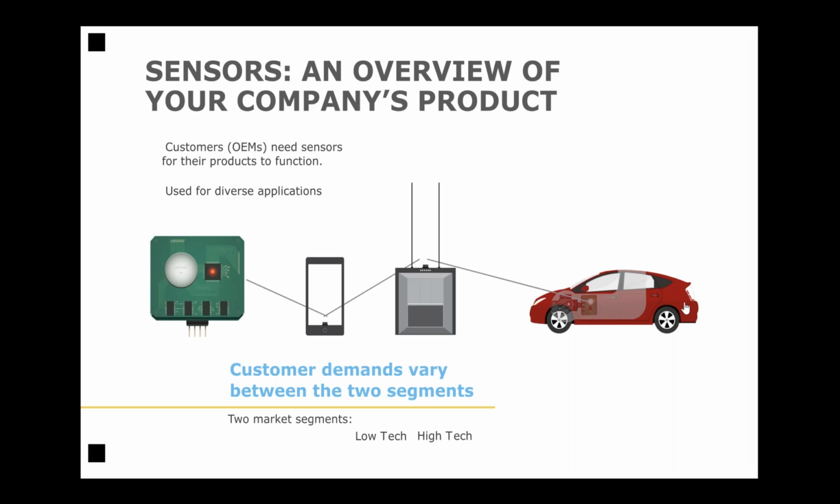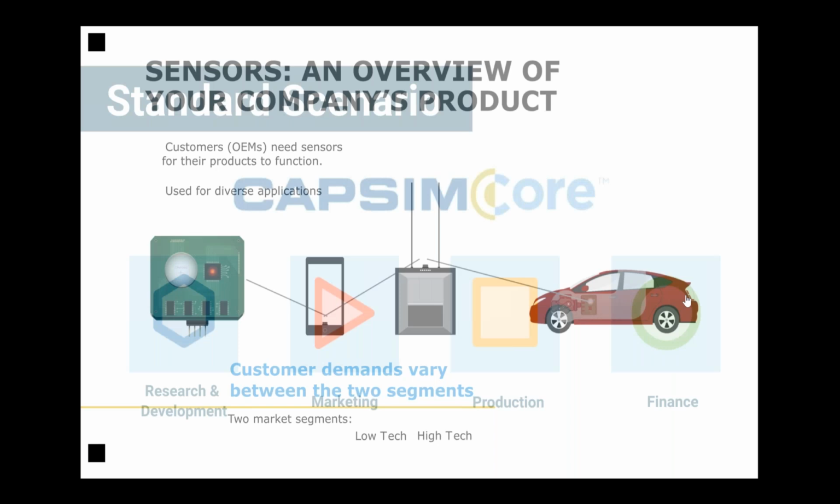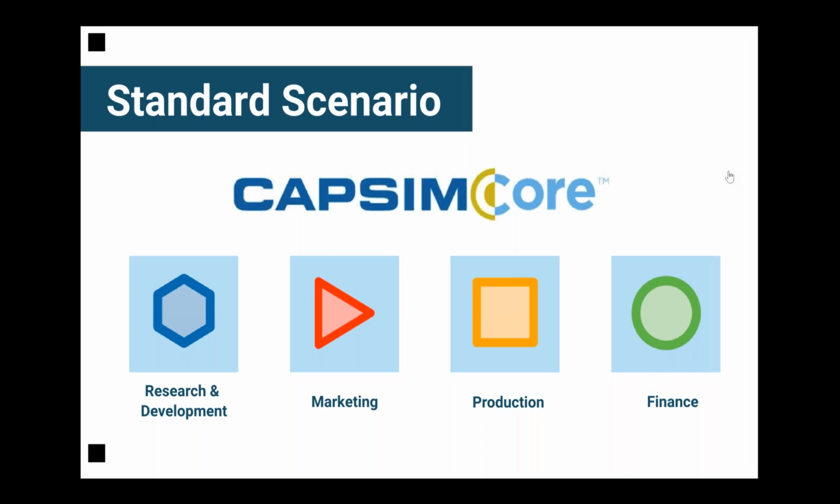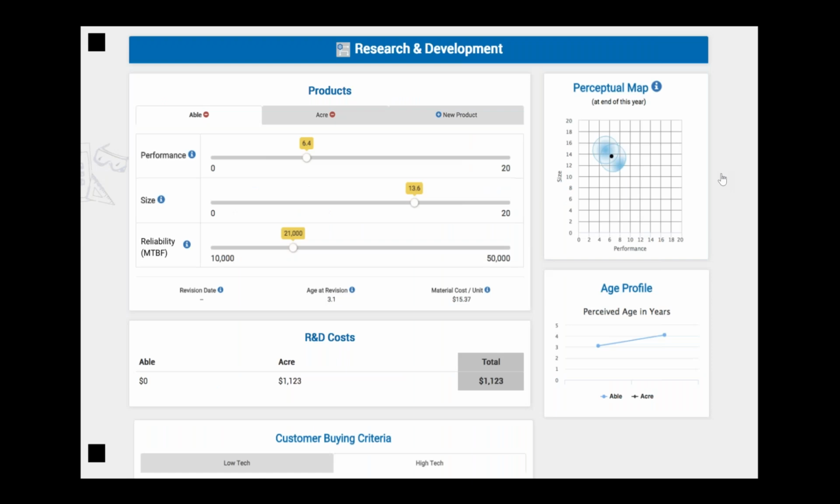In the standard scenario for CAPSIM Core, students are asked to make decisions to run their company across four key areas: research and development, marketing, production, and finance. Each of these decision areas requires students to make at least one decision, and typically each department asks students to decide on three to four different things. Here, let's take a look at the simulation itself, and we have our research and development page. The focus of research and development is to design and develop new products to bring to the market.